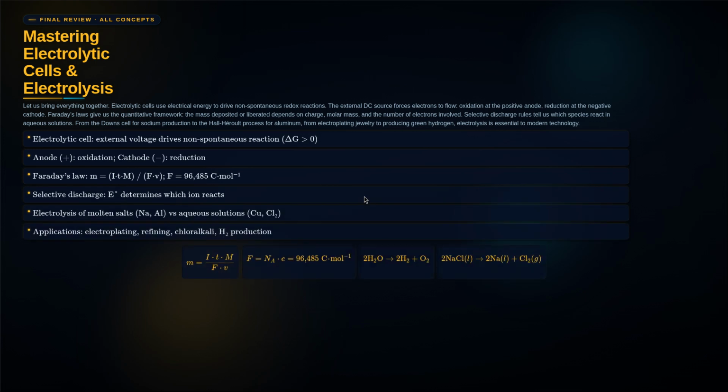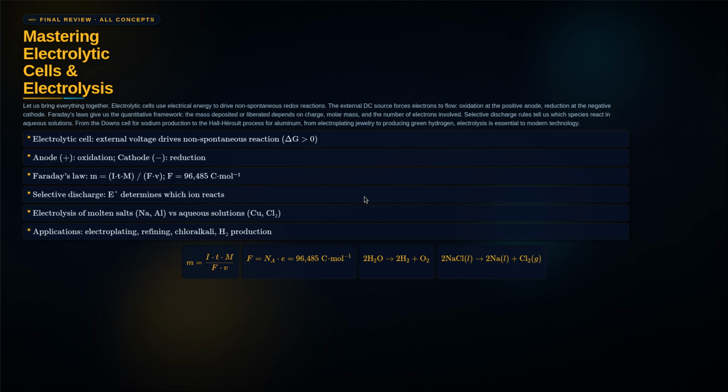Let us pull everything together. Electrolytic cells use electrical energy to drive non-spontaneous redox reactions. The external DC source forces electrons to flow. Oxidation occurs at the positive anode. Reduction occurs at the negative cathode. Faraday's laws give us the quantitative framework.